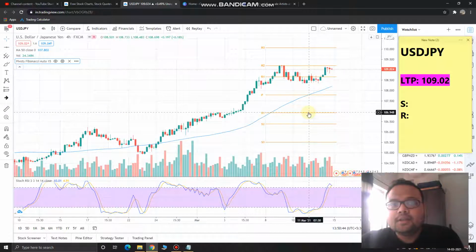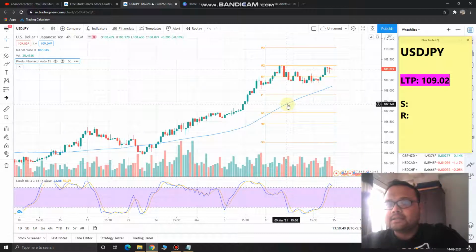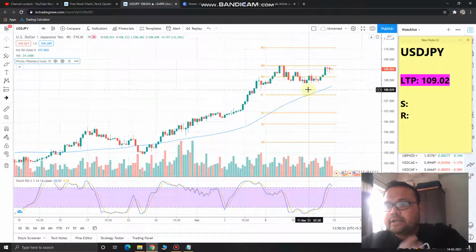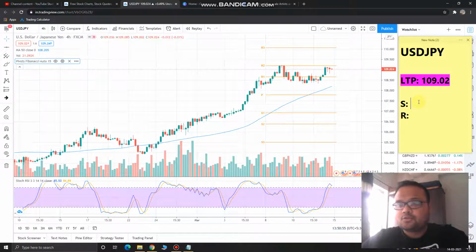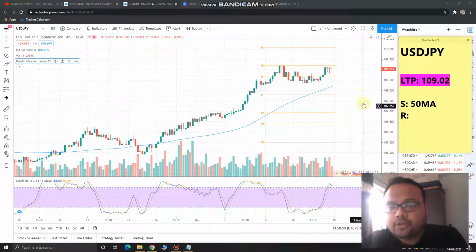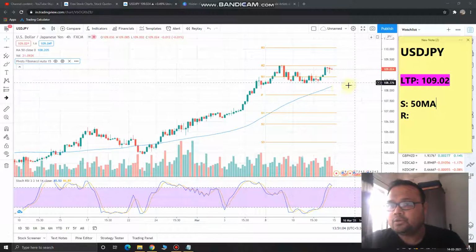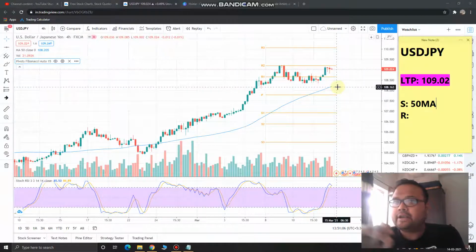The 50 moving average is acting as a support, so the area of value will be near the 50 moving average only. Support is the 50 moving average. So what do you need to do on Monday? You just wait for the market to come down to the 50 moving average and take support, or come down near to the 50 moving average.